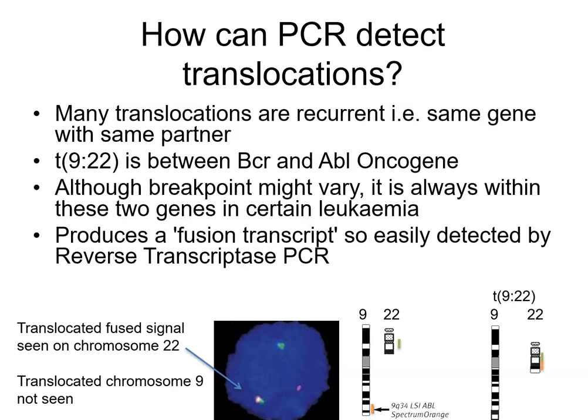And we're going to do that, detecting that fusion transcript, by having one polymerase chain reaction primer on chromosome 9, one on chromosome 22, and that will amplify across this translocation junction.